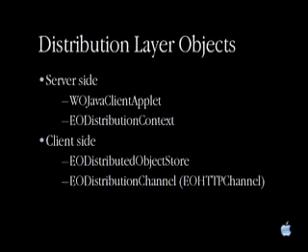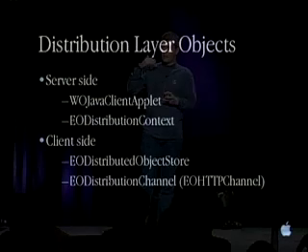On the client side, the two important objects are EU distributed object store and EU distribution channel. The EU distributed object store is another type of root object store. It basically replaces the EU database context that you might be familiar with. The distributed object store acts as the parent object store for all the editing contexts. So when editing contexts fetch or save data, they go through the distributed object store. And the distributed object store basically makes the client behave like a nested editing context to the server side.